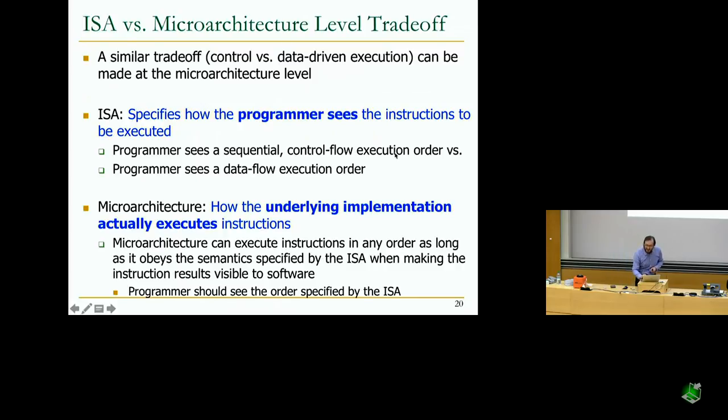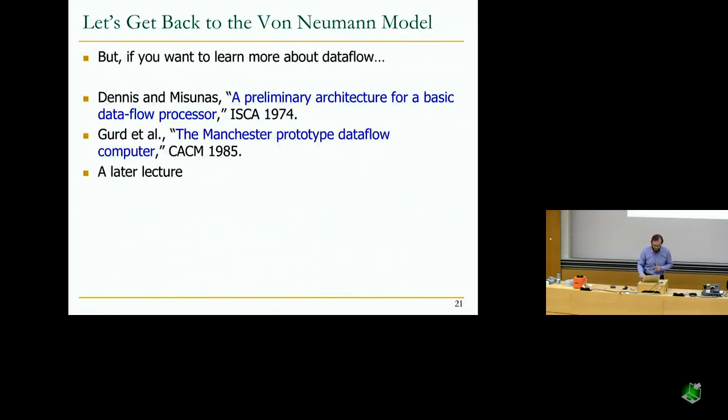Programmer sees a sequential control flow execution order, but underneath the microarchitecture executes instructions out of order in a model very similar to what we've discussed, the data flow execution order. The programmer doesn't specify things with data flow. They specify things as you will specify in your MIPS programs, but the underlying microarchitecture does something completely different. And we're going to talk about that when we get to out-of-order execution in a little bit.